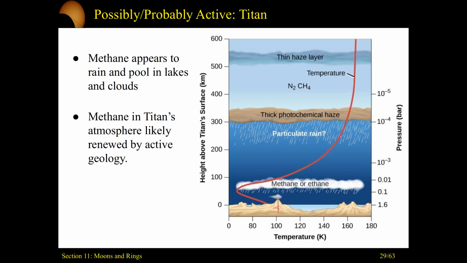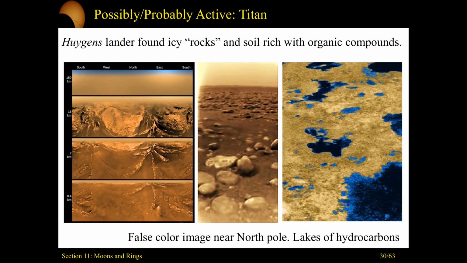And because of its potentially geological activity, it could be fueling a cycle of driving material up there. We don't have a good idea if this is happening, but we're very suspicious that it does. So suspicious that we've even sent landers there. This is the Huygens lander. These are 360-degree perspectives as the lander was plummeting down and landing onto Titan. And we found what we keep talking about: icy rocks and a soil that's very rich with organic compounds. Organic's just a nice way of saying lots of carbon there.